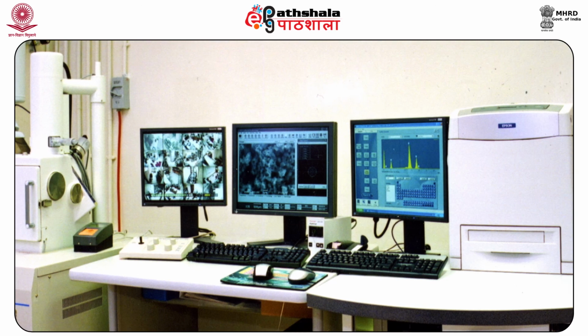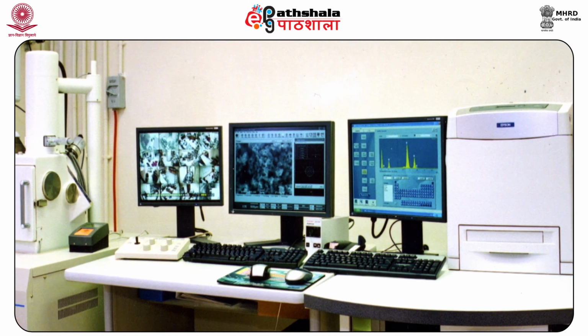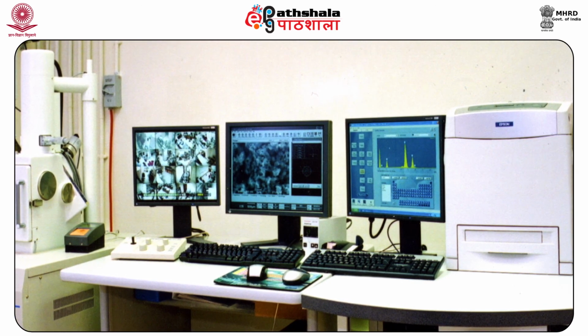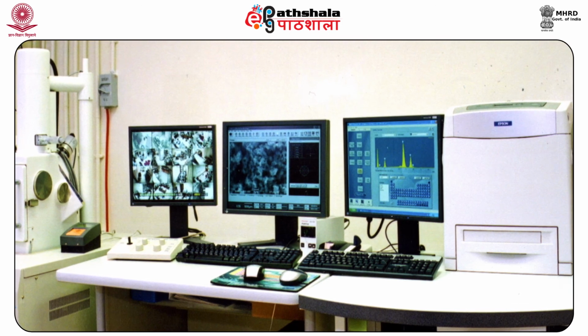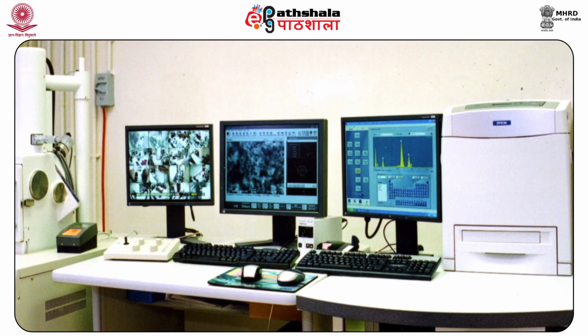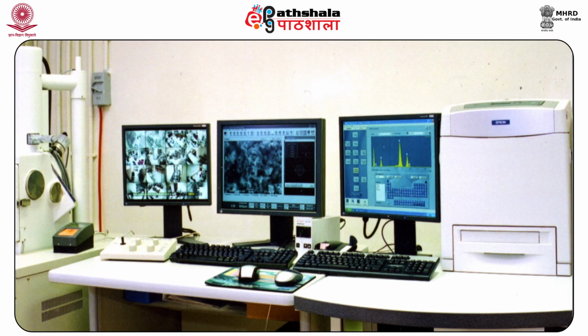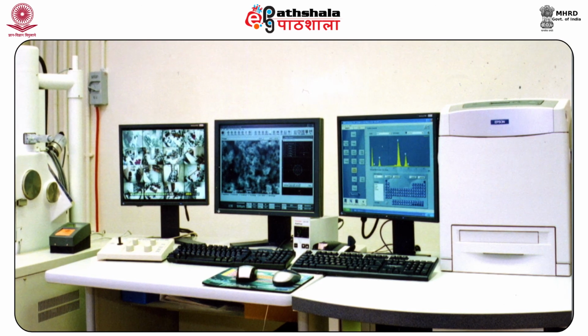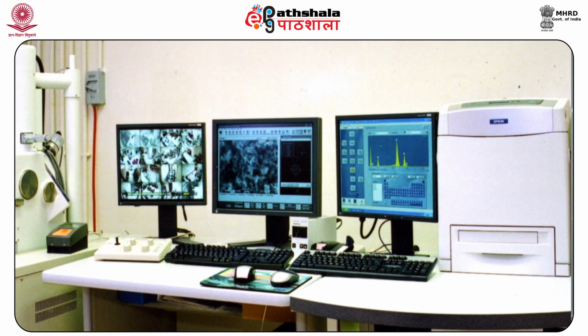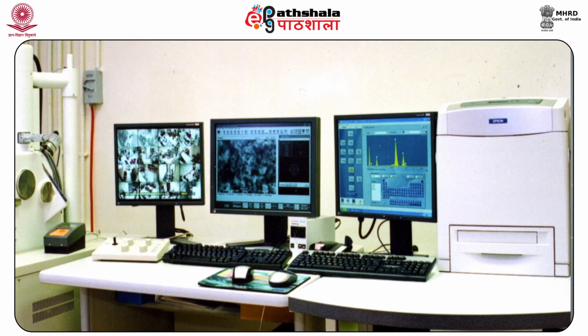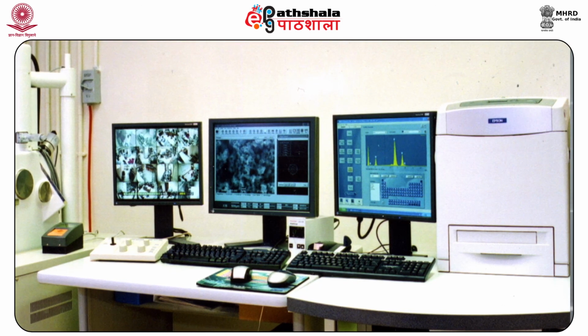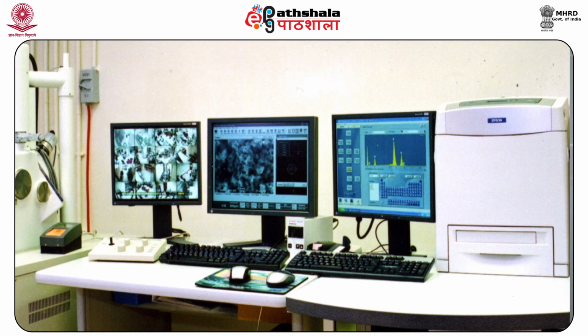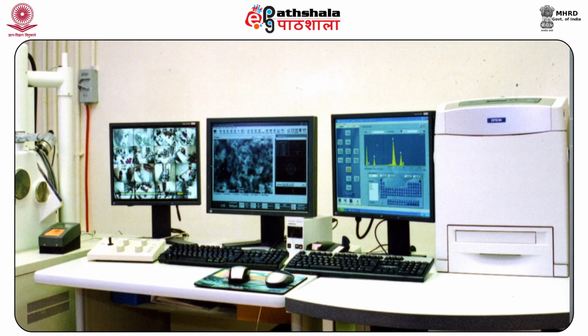Another significant advantage of scanning electron microscope with energy dispersive X-ray analysis is that it provides documentary proof of its findings, which can be later produced in court as evidence and can be preserved for a very long time.